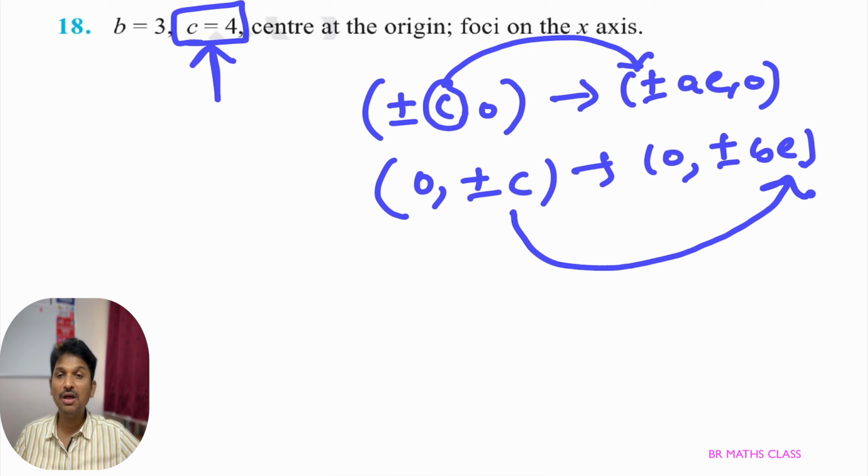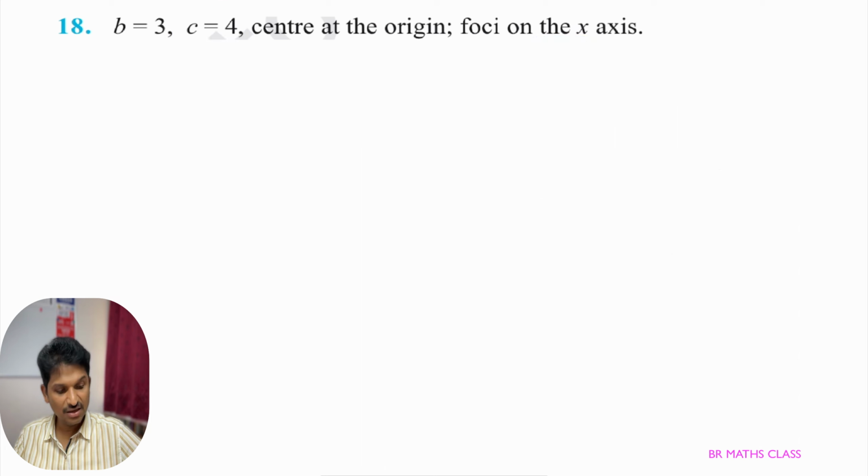It depends upon which type of ellipse it is. If it is standard form of ellipse, that means first type of ellipse, when A is greater than B, C value is AE. If it is second type of ellipse, in that case C value is BE. Okay. Here you observe this information.